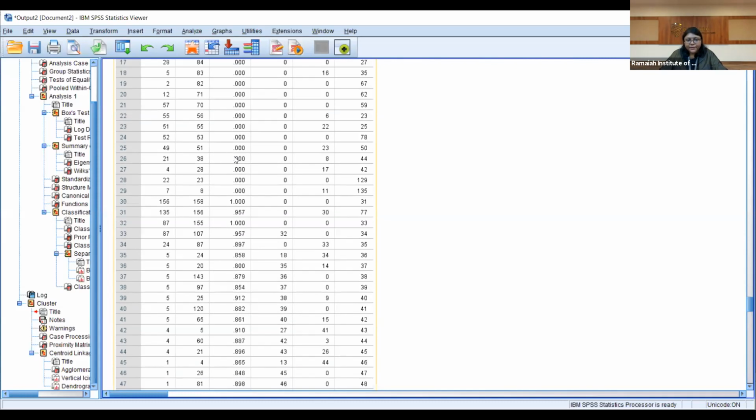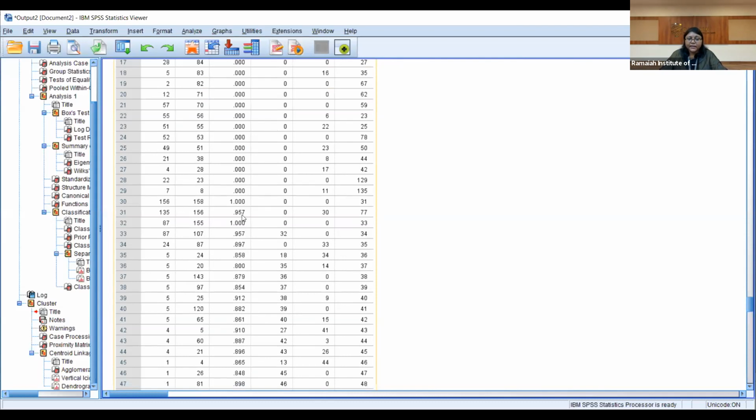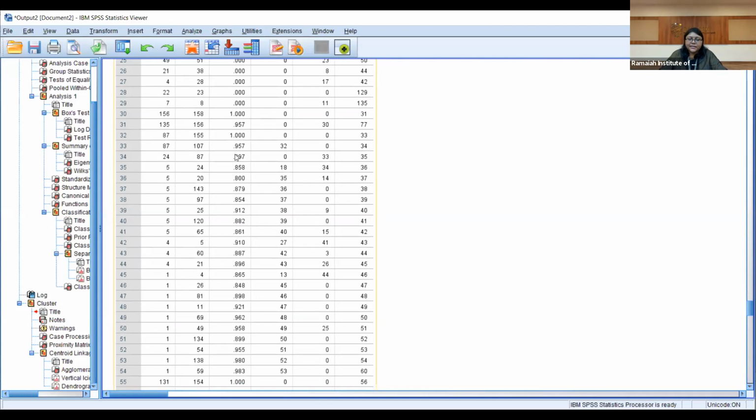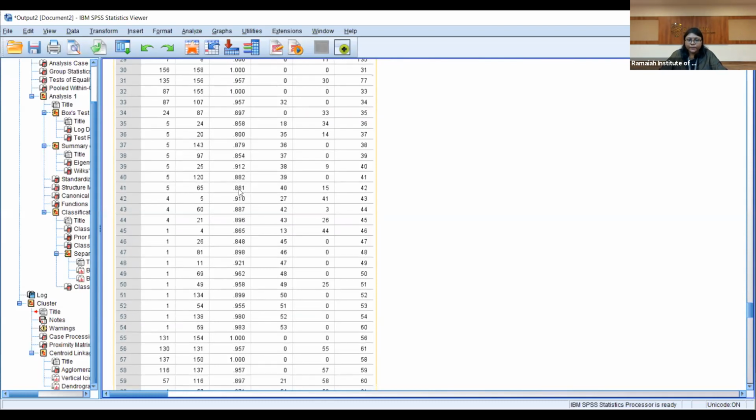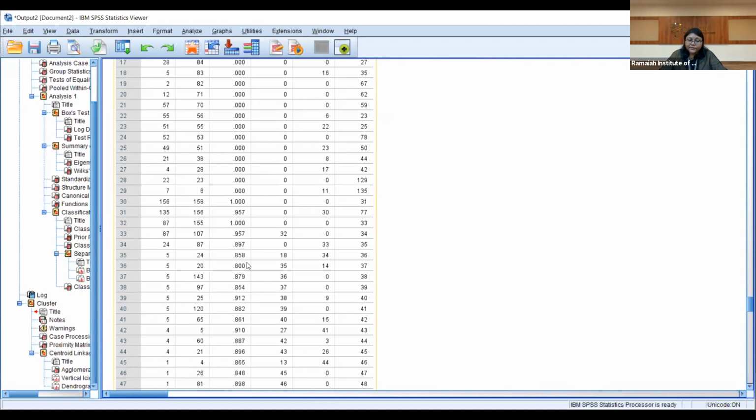Now if you check these coefficient values, initially it starts with 0.000, 0.000, then you see there is 1, then it is 0.957. Now if you see the difference between them, if it is less, then it is not considered as a cluster. If the value is more, from there onwards, it is considered as a second cluster. The rule is very simple.